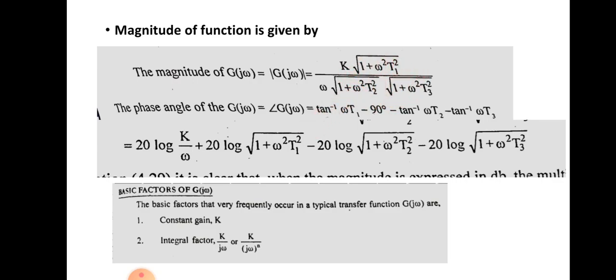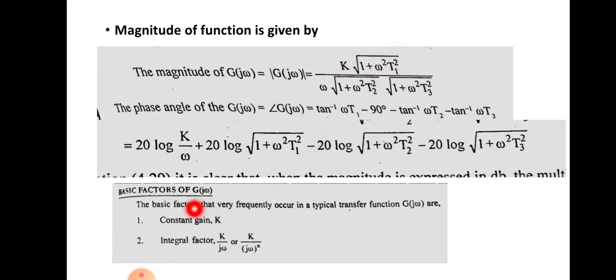So that we will see when we are doing a problem, and this is the procedure in drawing the Bode plot. And when we are considering this equation, there are different factors in the magnitude term and in the phase term. So we will see how we can draw this on a semi-log paper.